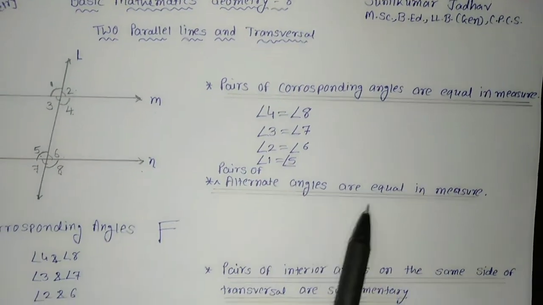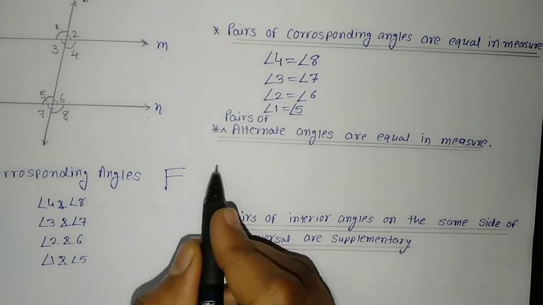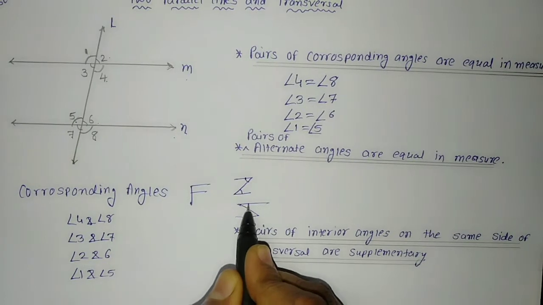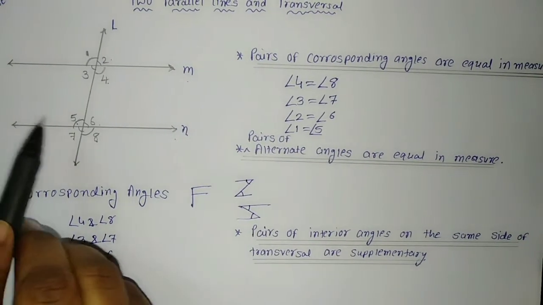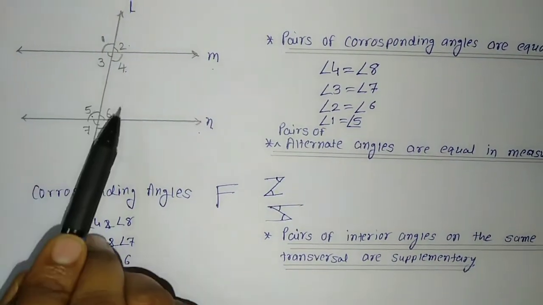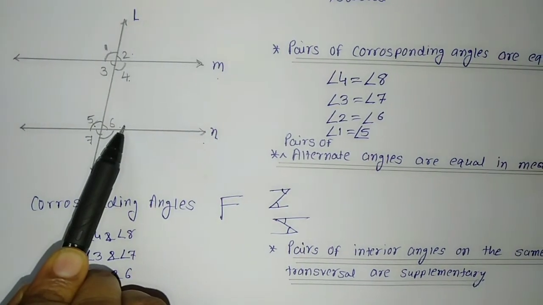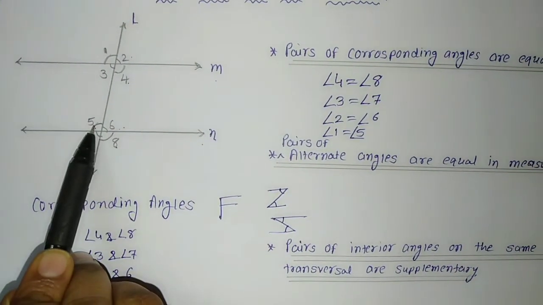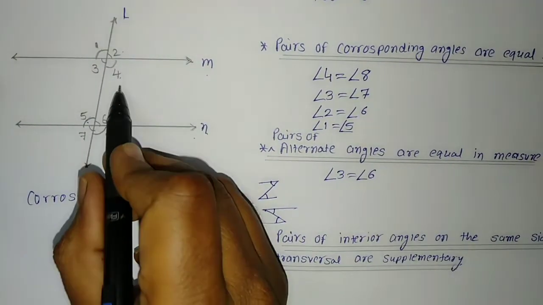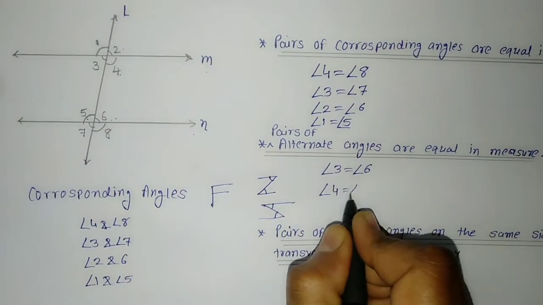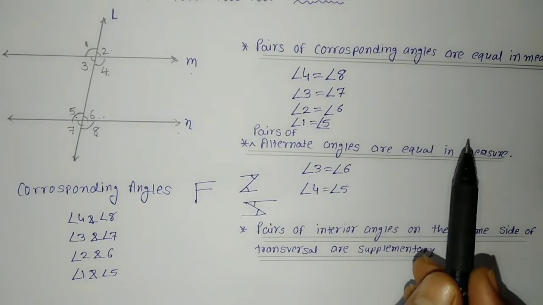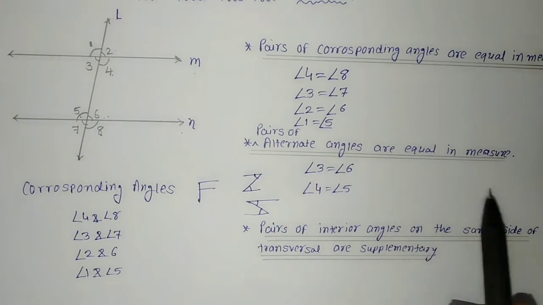Next thing, pairs of alternate angles are equal in measure. What is an alternate angle? We know it forms a Z. This angle and this angle, as well as this angle and this angle. Let us look at the figure. Here angle 3 and angle 6 are a pair of alternate interior angles, and angle 4 is equal to angle 5. So we can write angle 3 is equal to angle 6 and another one, angle 4 is equal to angle 5. So pairs of corresponding angles are equal, and pairs of alternate angles are equal in measure.